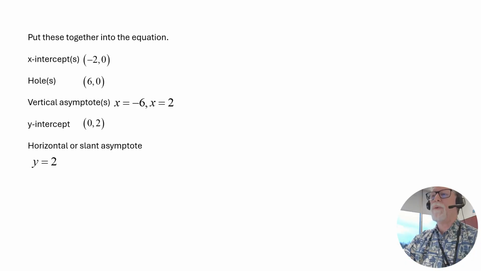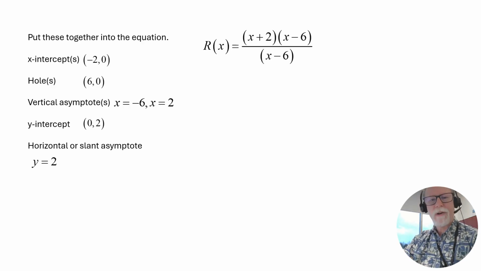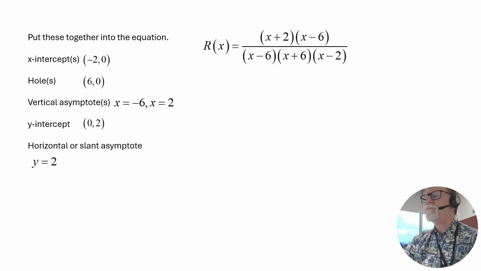So there's our data that we collected, and I'm going to go down the list. I'm going to modify the order just a little bit. X-intercepts, they came from the numerator. So let's put that factor in the numerator. The hole, numerator and denominator. So there's a factor in both. Vertical asymptotes, factors in the denominator. Boom, like that. And now I'm going to skip to thinking about the horizontal or possibly slant.